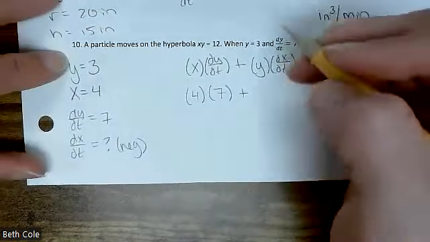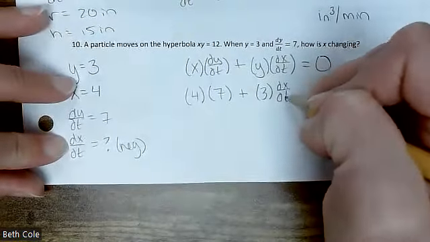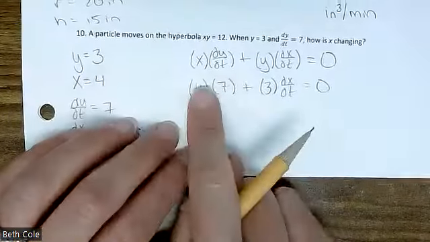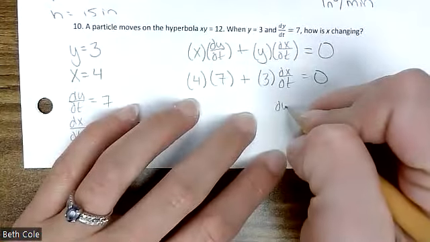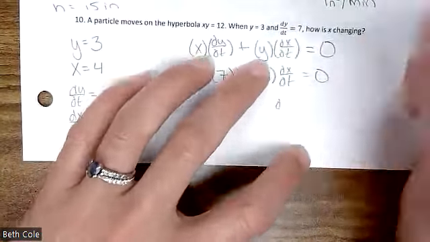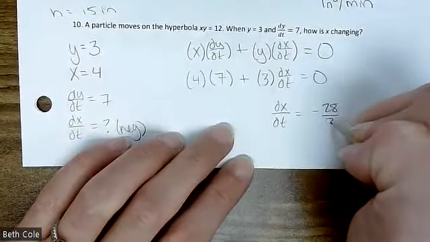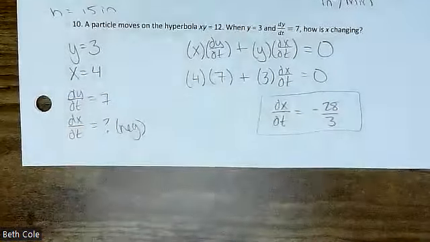All right, and then y is 3. And then dx/dt is what we're looking for. So this would be 28. You would subtract that to the other side. So what would your answer be? Yeah, -28/3. Which is a great answer. I don't think there were any units for that. Again, it'll be multiple choice, so can't mess up the units.